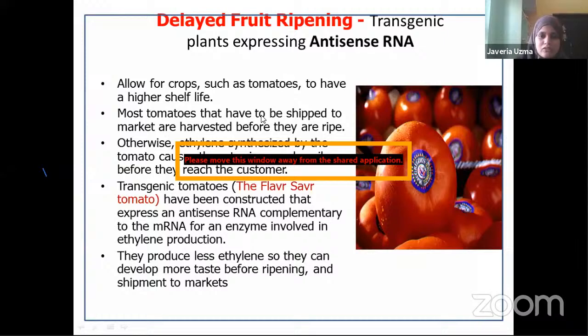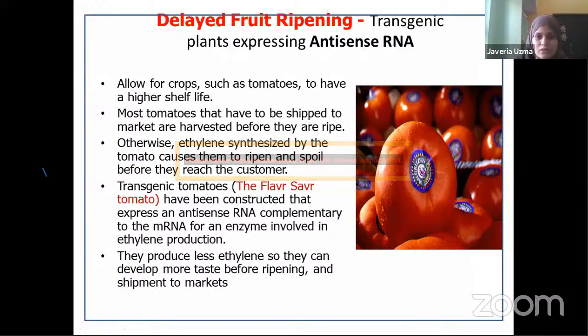Most tomatoes that have to be shipped to market are harvested before they are ripe. Otherwise, ethylene synthesized by the tomatoes causes them to ripen and spoil before they reach the customer. Ethylene synthesis is responsible for ripening of tomatoes and spoiling of tomatoes before they reach the customer. So what we do here is we construct an antisense RNA that will be complementary to the mRNA for an enzyme involved in ethylene production.